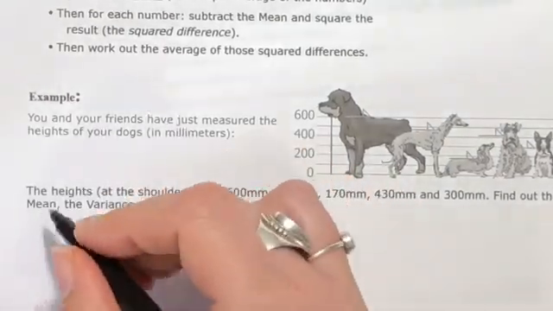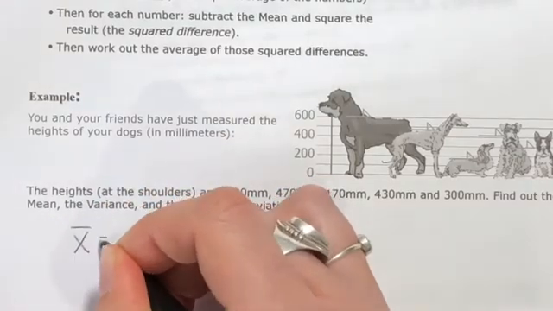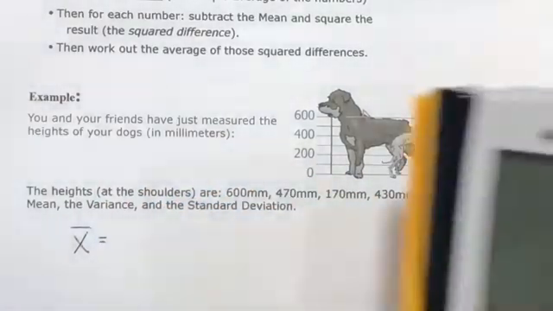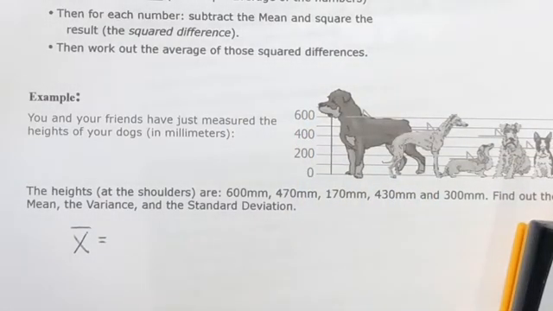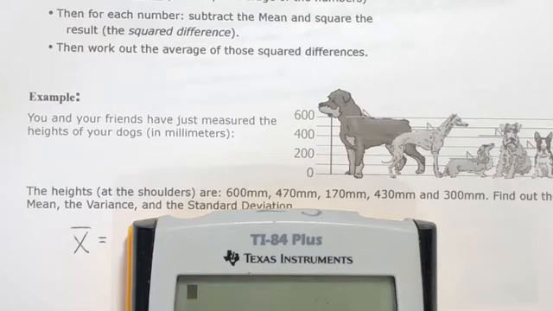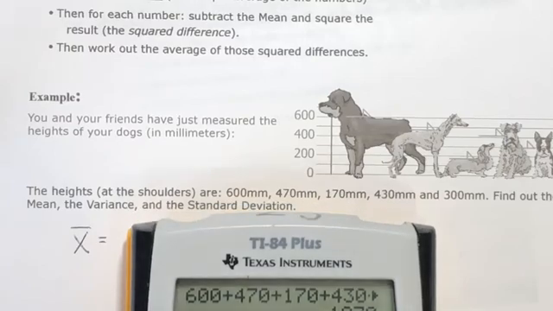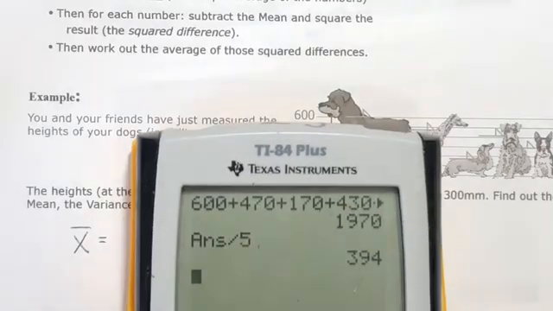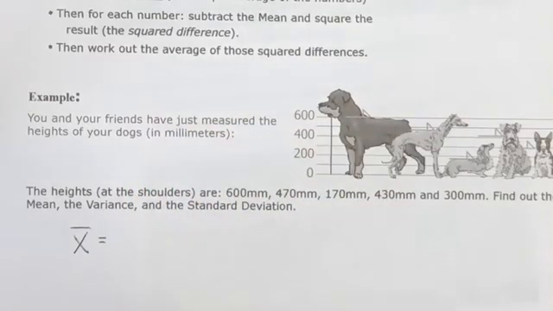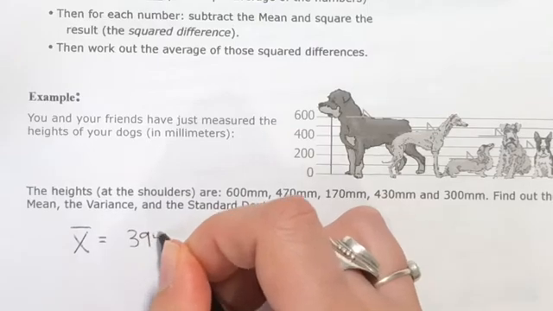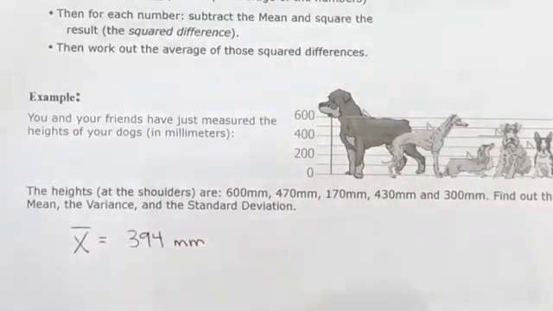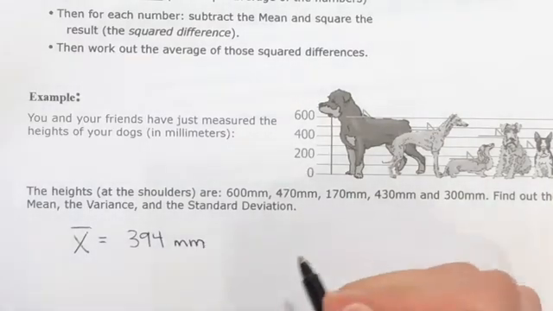So again, for the mean, we use the little x bar symbol. That's just your normal average. So I would just get my calculator out and we're going to add up all of those numbers. 600 plus 470 plus 170 plus 430 plus 300. We get that total, and now we're dividing it by how many, and we had 5 dogs. So we're going to divide that by 5. And so that would be your mean, or your average. So our average dog height is 394 millimeters.